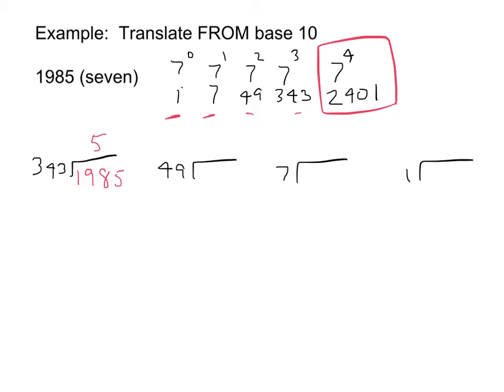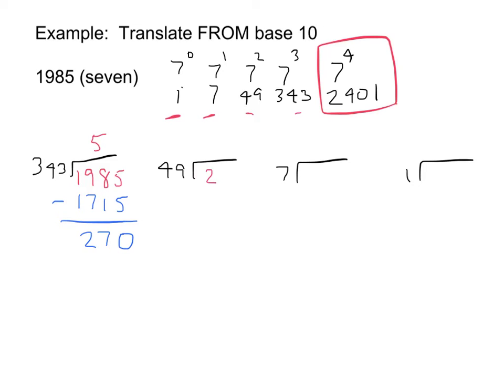Now remember, what we need to do is take this 343 and times it by 5. So we take out our calculator again. 343 times 5, and we get 1715. And we're going to subtract that from 1985. And so we minus those two together, and we get 270.